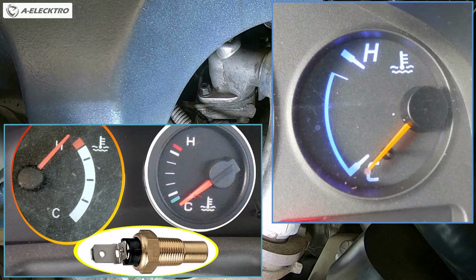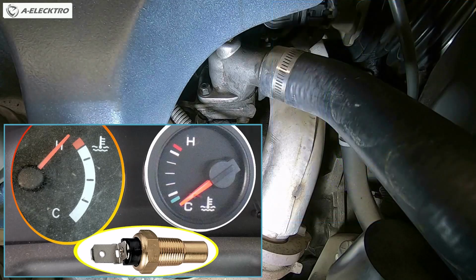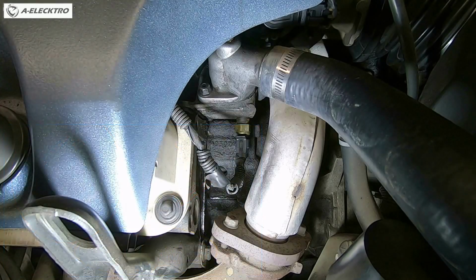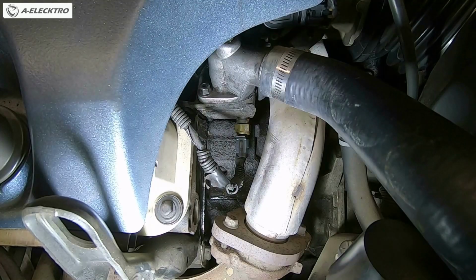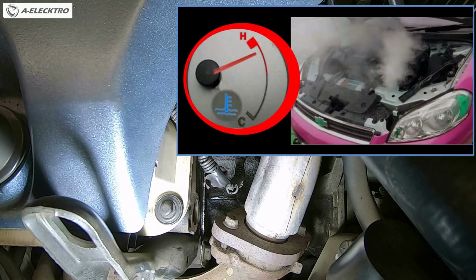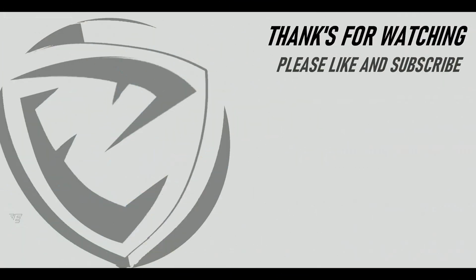In conclusion, the engine coolant temperature sensor is a vital component that can significantly affect vehicle performance. From high fuel consumption to overheating issues and difficulty starting, its failures can have serious consequences. It is important to perform regular maintenance and be aware of any symptoms that may indicate a problem with this sensor.